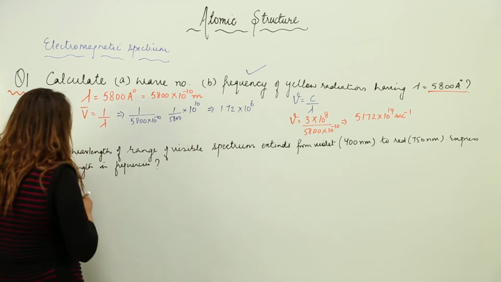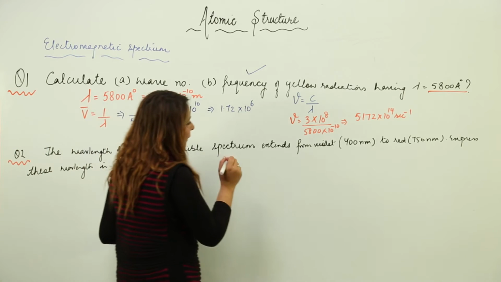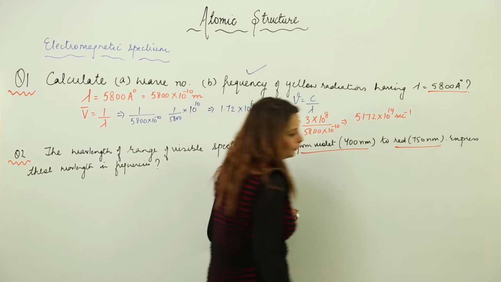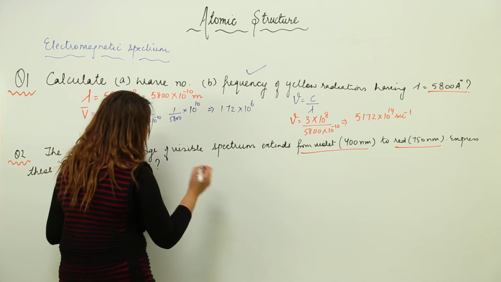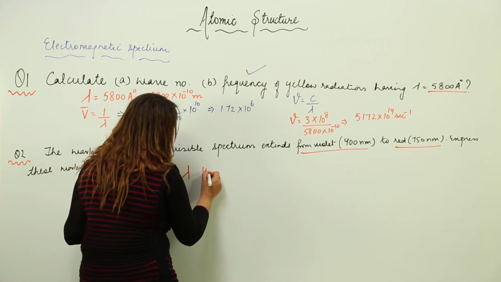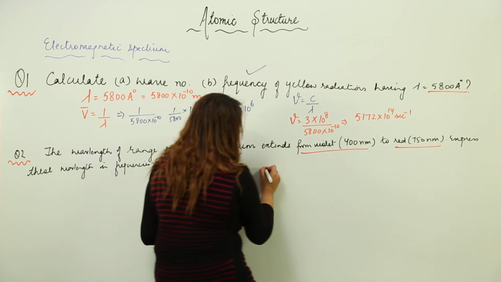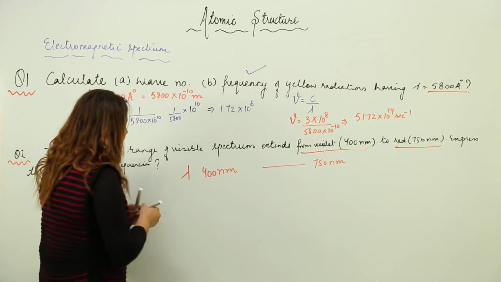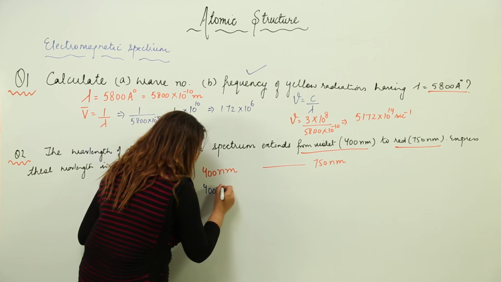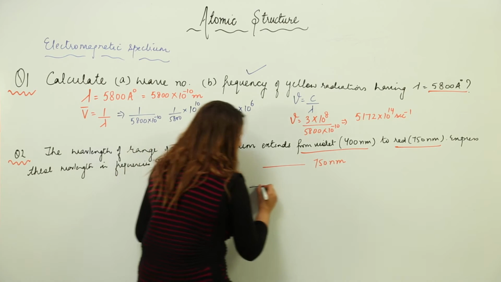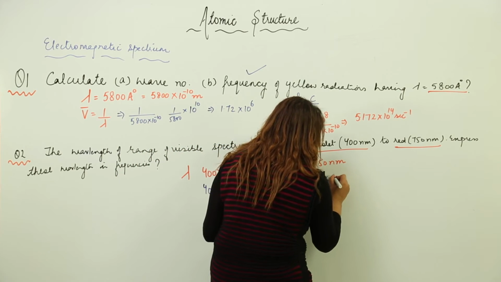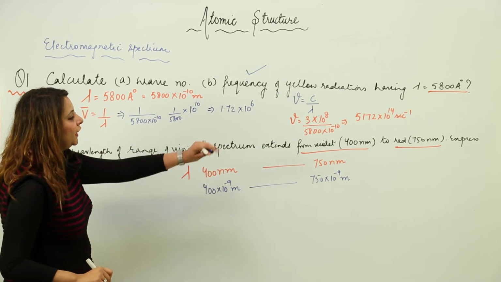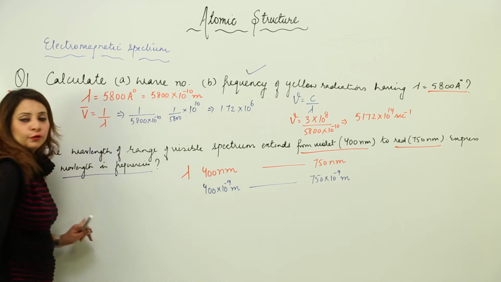The second question we have is: the wavelength range of the visible spectrum extends from violet 400 nanometer to 750 nanometer. That means again you've been provided with the wavelength range from 400 nanometer to 750 nanometer. If I express it in meters, it comes out to be 400 into 10 raised to power minus 9 meter, and this is 750 into 10 raised to power minus 9 meter. So this is the range. Now what is being asked in the question? You need to express the wavelength in terms of frequency.